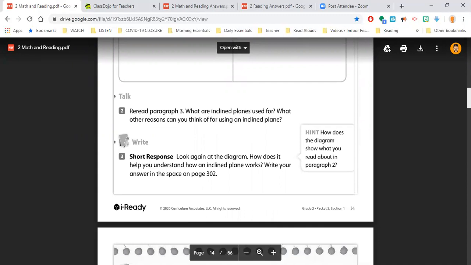Number 2 says, reread paragraph 3. What are the inclined planes used for? What other reasons can you think of for using an inclined plane? So maybe think about how that could be helpful around your house if you had an inclined plane. What could it be used for?